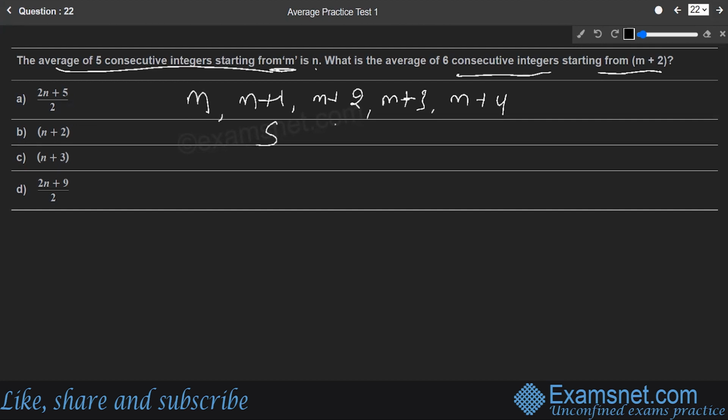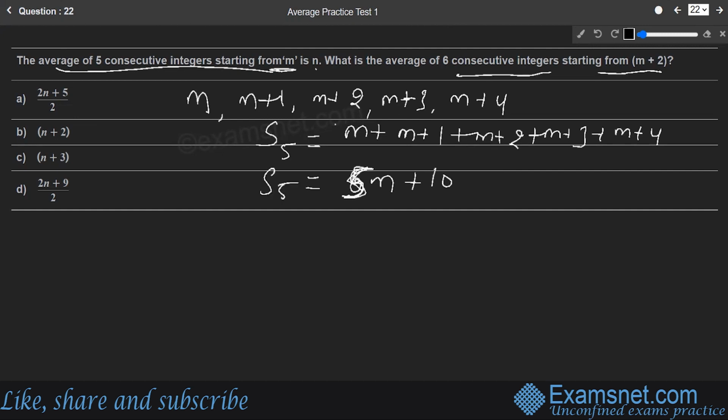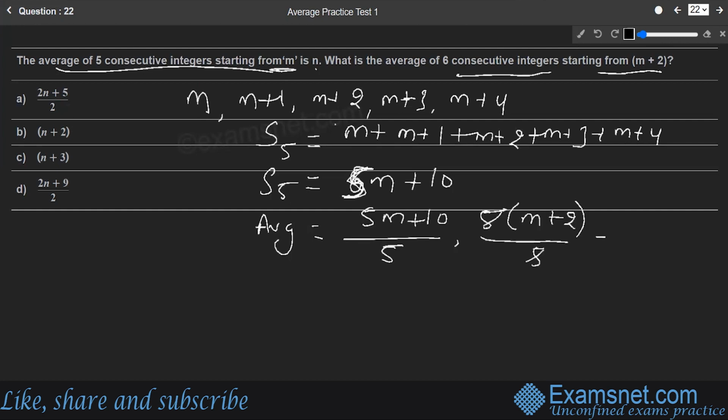So that means the sum of these 5 numbers, the addition of them, is m plus m plus 1 plus m plus 2 plus m plus 3 plus m plus 4. Okay, that should be the sum. How much does this come out to be? This comes out to be 5m plus 1, 2, 3, 3, 6 plus 4, 10. So 5m plus 10, they are 5 in number, so it is 5m plus 10, this is the sum. So what is the average? Average is going to be the sum divided by the total number of numbers involved. So 5m plus 10 divided by 5. If we take 5 as common from the numerator, this reaches m plus 2 divided by 1, which is nothing but simply m plus 2.